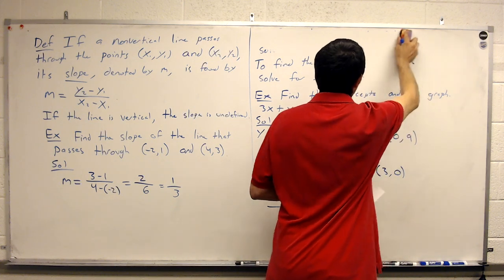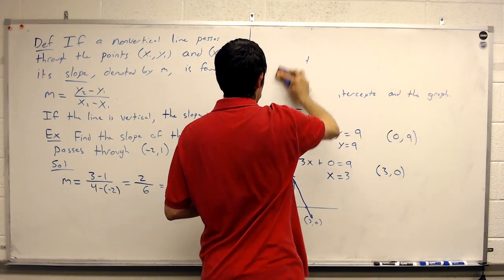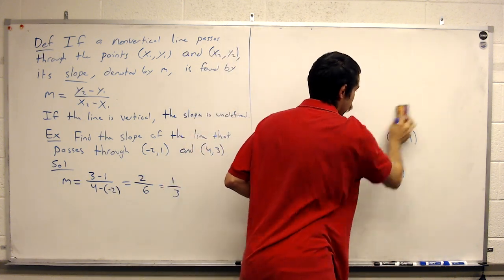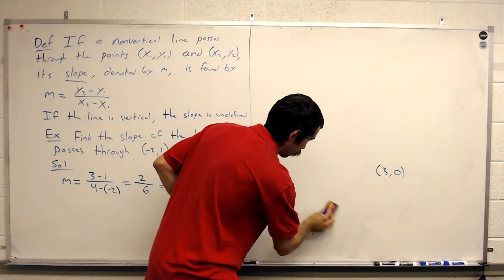So what I want to do now is I'm going to draw a couple of lines. And just from looking at the line, we're going to be able to determine some properties of the slope.